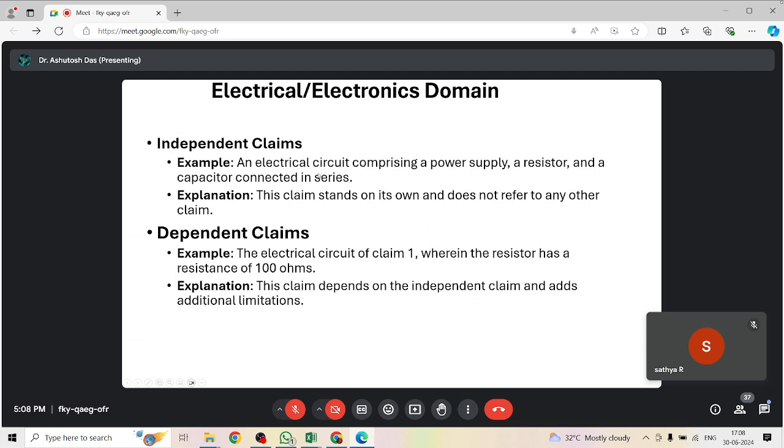Electronics domain. An electrical circuit comprising a power supply, a resistor, and a capacitor connected in series. The independent claim, you stand on your own. The electrical circuit of claim 1, where the resistor has a resistance of 100 ohms. So that is more specific. Okay. I hope you are able to catch from your own fields how the claims are designed. Independent, and connecting with that, more specification of that. That's how claims are designed.